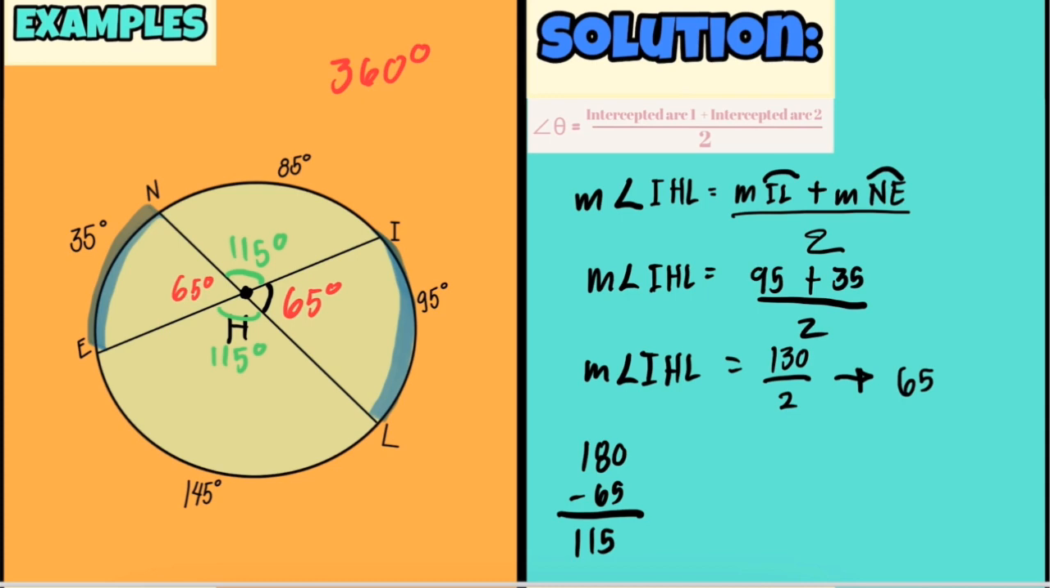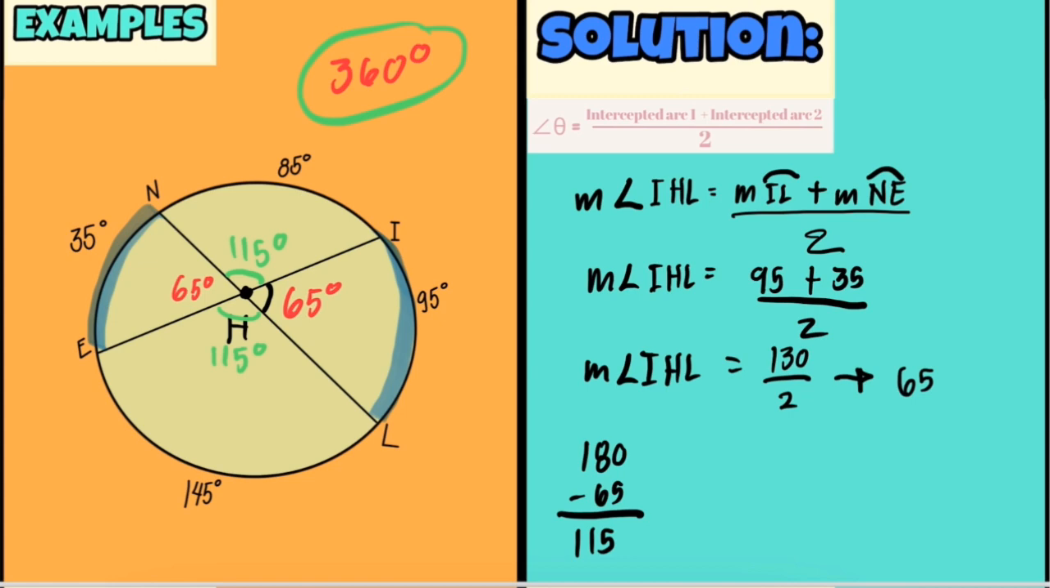65 plus 65 will give you 130. 115 plus 115 will give you 230. And if you add all of those measurements, it will lead you to 360. That's an important detail that you have to remember. The ones in the middle should also be able to form 360 degrees.